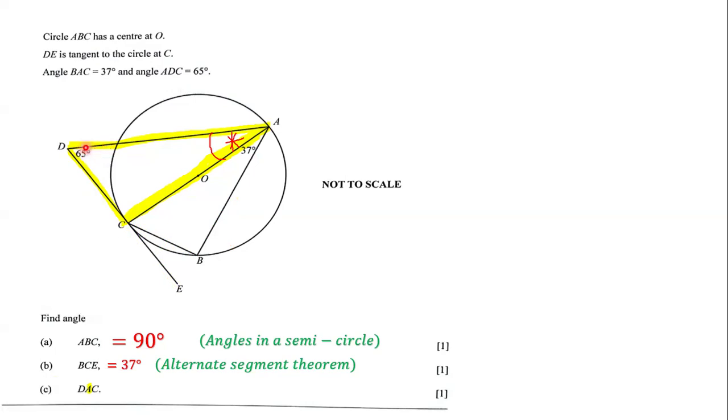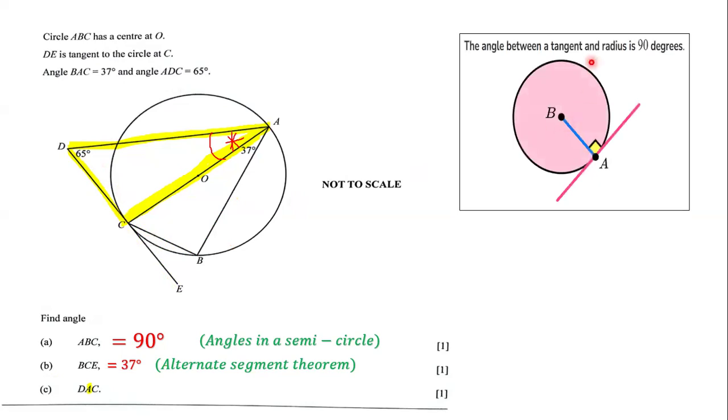Now, what do we know? Well, we know that this is 65 degrees, but what is angle C? According to this theorem, the angle between the tangent and the radius is 90 degrees. This right here is the tangent line, and this line CO is the radius. So we have a radius and a tangent, and the angle formed between them is 90 degrees. So this angle right here is 90 degrees.